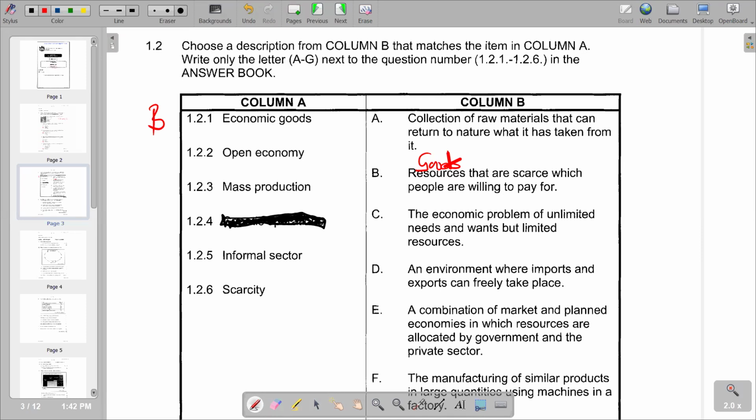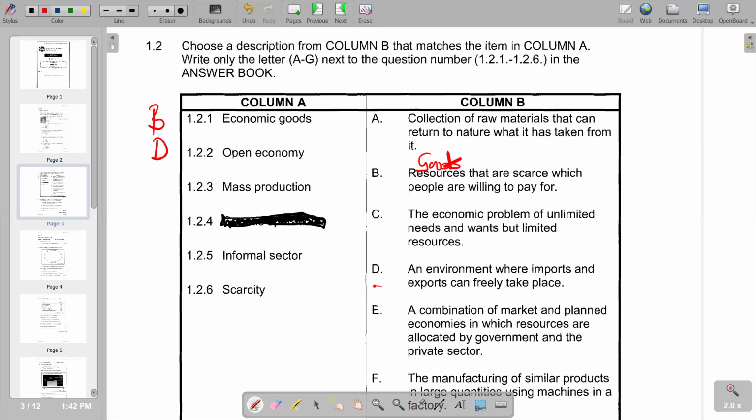So here we have got open economy. So we're saying there's interaction that is taking place with other countries. So we try to see now, according to column B, which one matches that. So we go to column B and try to pick the most appropriate explanation that we are given. So if you go to D, saying an environment where imports and exports can freely take place. So basically, this describes an open economy. So we have D.